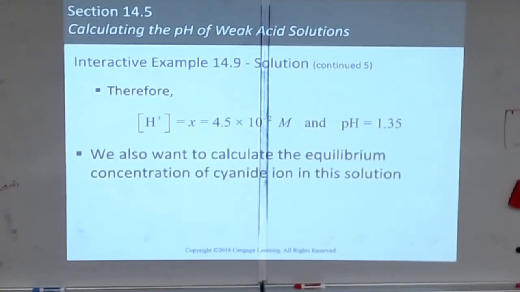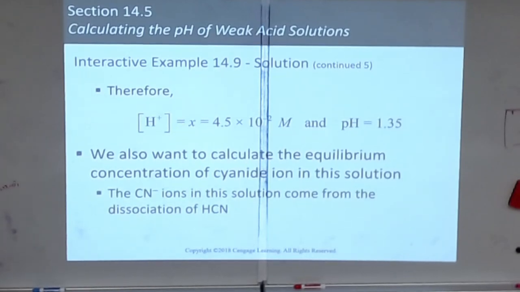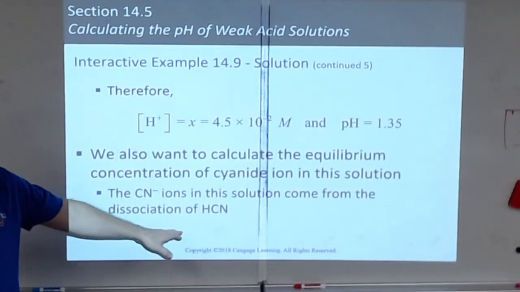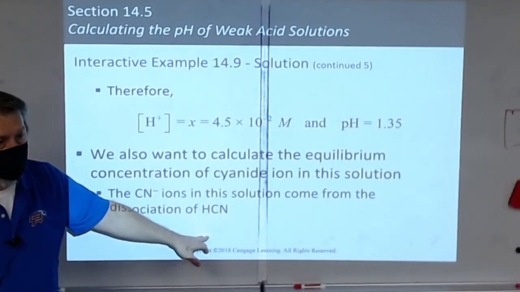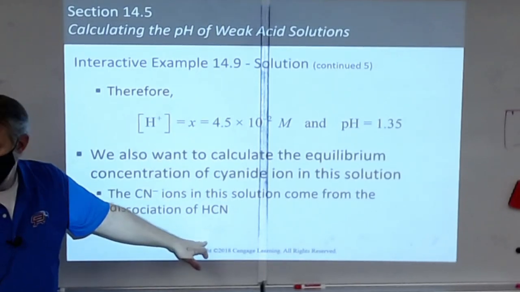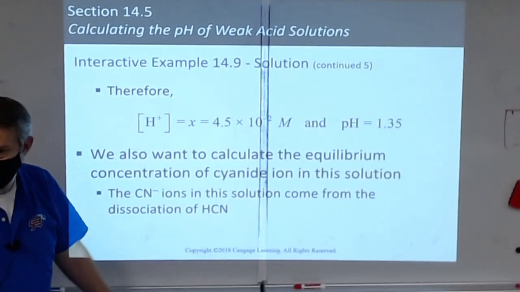Now, for the fun part. I've got a whole bunch of hydrogen ions in here. How is that going to affect the equilibrium of the cyanide ions? Okay. The only place cyanide ions are coming from is from dissociation of a hydrocyanic acid. Yeah. Follow me? It's the only place cyanide can come from. What's that?